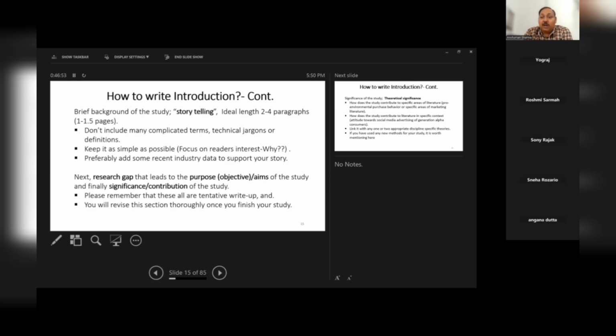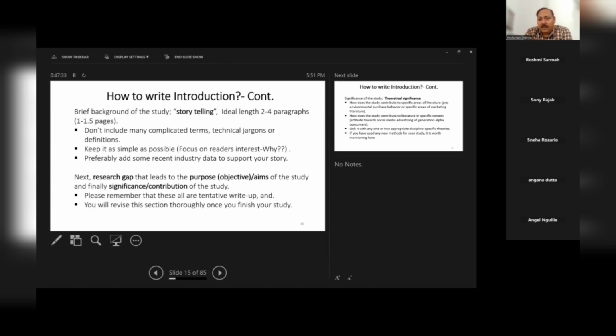Yes, of course, when you are claiming something, when you are quoting something, definitely you have to add the citation, because for any claim, anything that you are saying is pure information, without citation nobody will accept that. Okay, keep it as simple as possible. Preferably add some recent industry data to support your story. Now, industry data from where? Like eMarketer, and lots of online consultancy agencies like Ernst and Young, PricewaterhouseCoopers, BCG, and all those bigger international agencies. You can find some meaningful information from there.